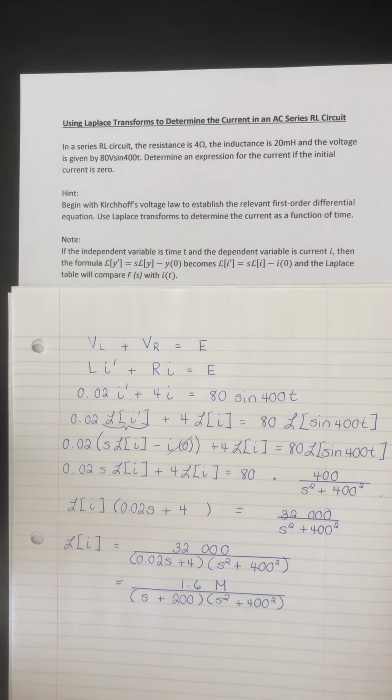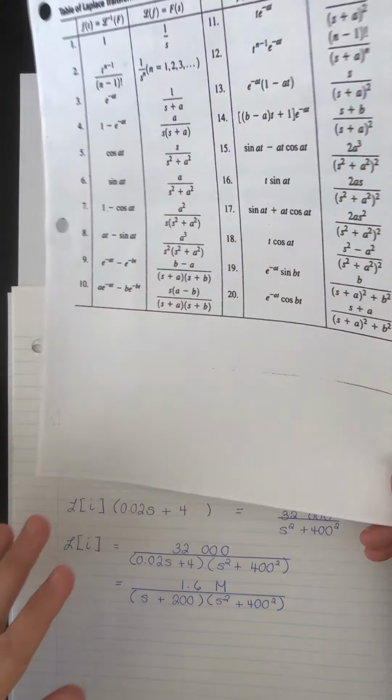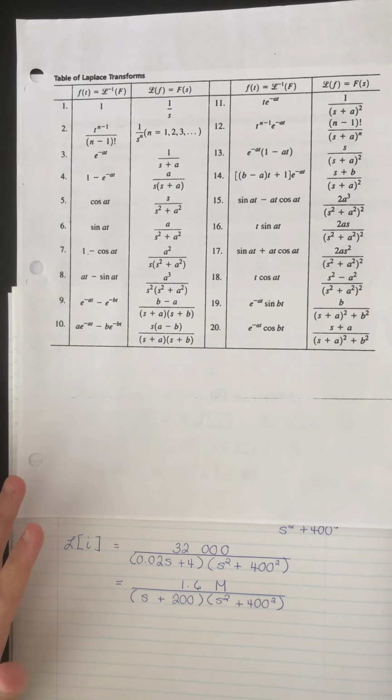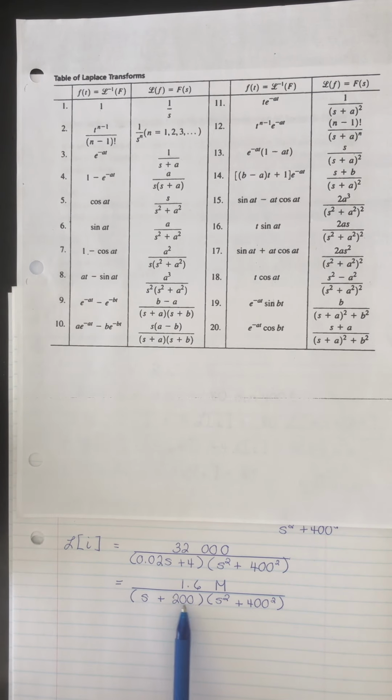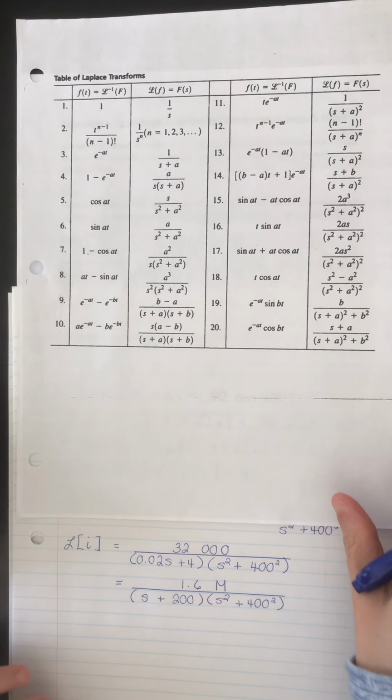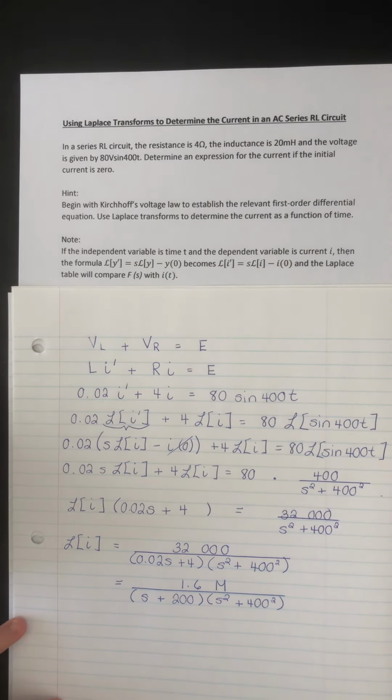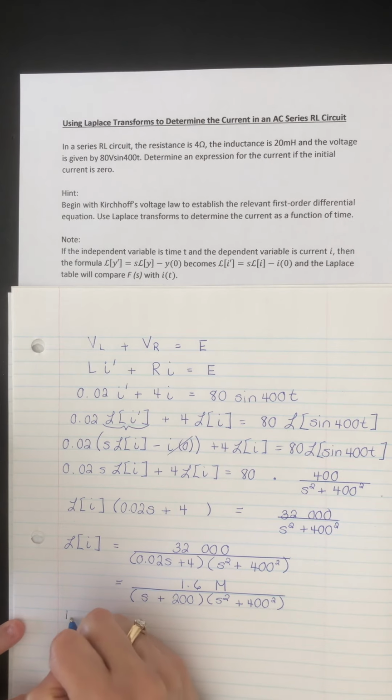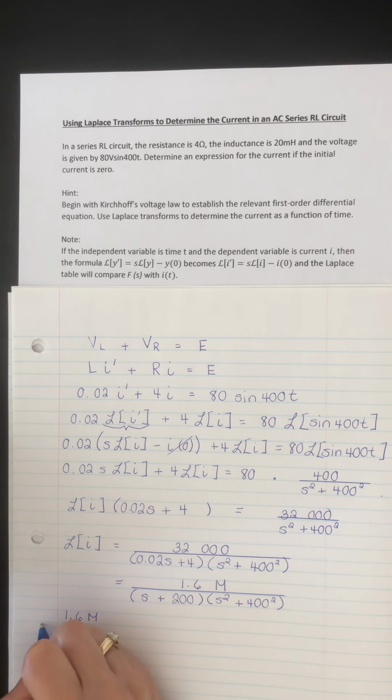And so we look for this denominator in our chart, but you will quickly find that it isn't there. This is like an s plus a term. This one's like an s squared plus a squared term. And nowhere do we have both of those in one single denominator. Okay, so what does that mean? It means we're going to have to split this using partial fractions. Okay, so here we go.